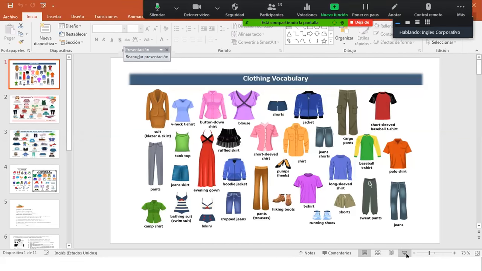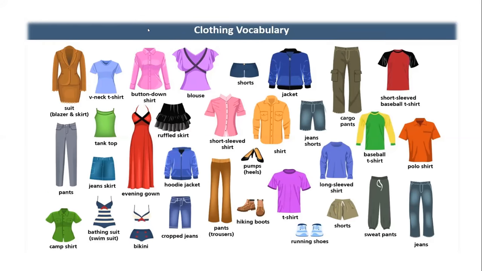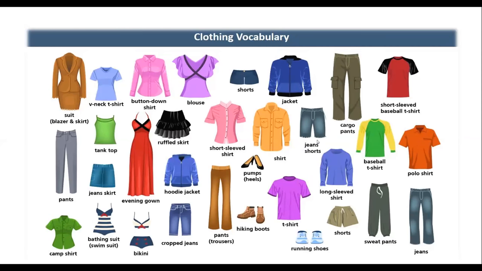Here, basically, you will see some clothing vocabulary. I have different items for, in this case, ladies and for men. Yeah, for women and for men. So, see, I have here a suit. Le voy a volver a poner un ratito en silencio. So whenever you want to speak, you can open your mics. So here, I have a suit.